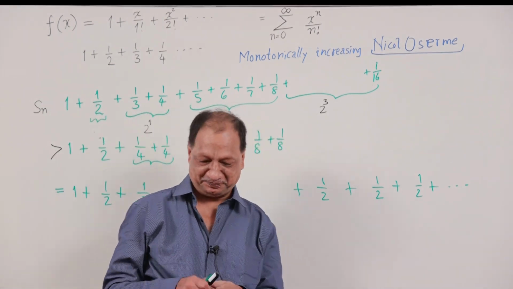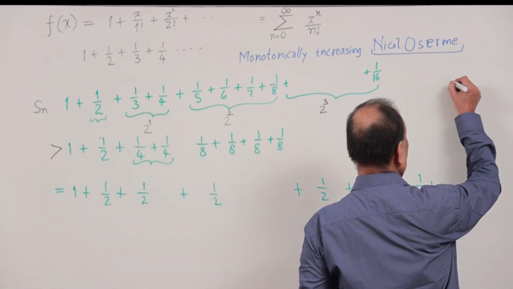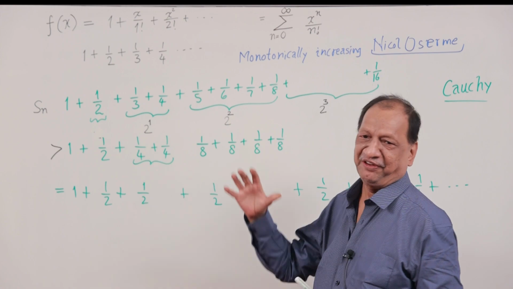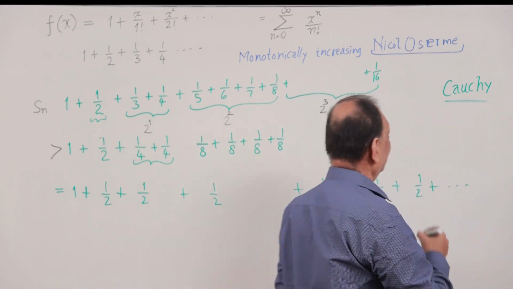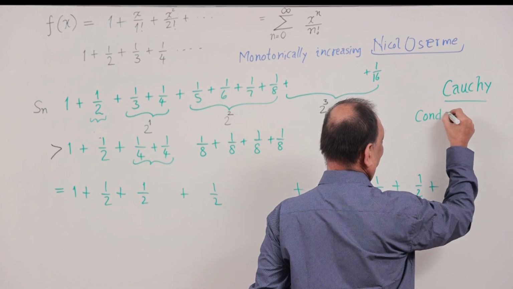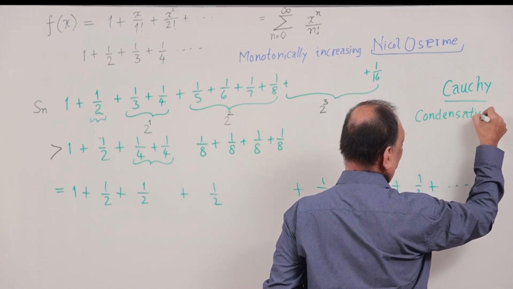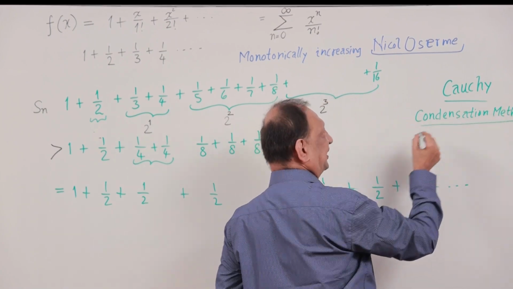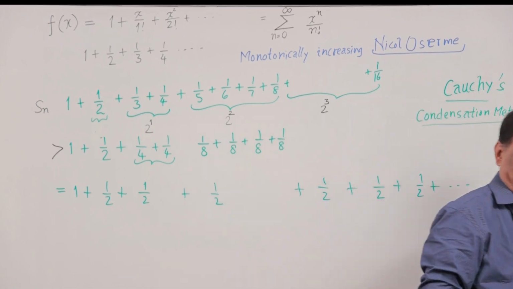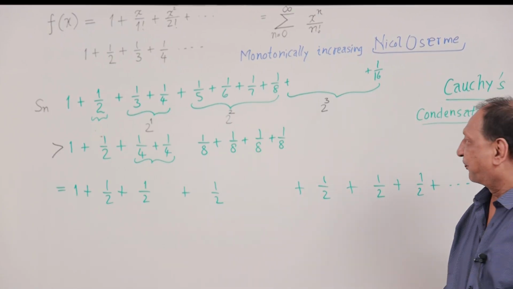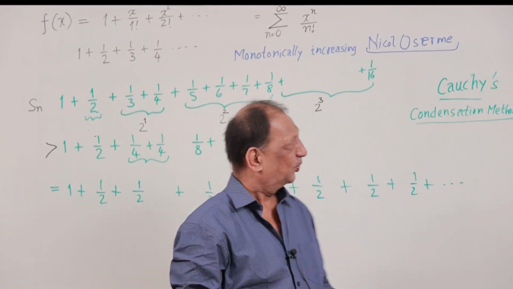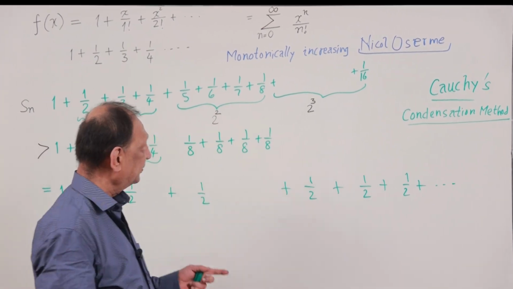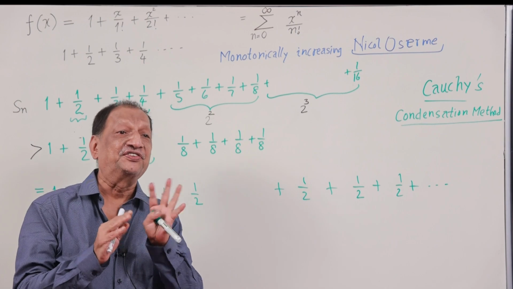300 years later, our friend Cauchy came. He gave a generalized version of the same way of combining, grouping the items. It's called the condensation method. This is known as condensation method of Cauchy. It is actually called Cauchy's condensation method with no mention of our friend Oresme. Anyway, I must have written that wrongly. Doesn't matter. So that is a divergent series, right?